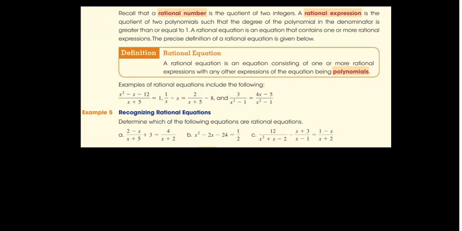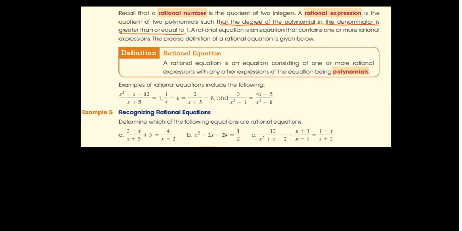A rational expression is the quotient of two polynomials such that the degree of the polynomial in the denominator is greater than or equal to 1. Okay, so that's pretty important. A rational equation is an equation that contains one or more rational expressions. The precise definition of a rational equation is given below. So a rational equation is an equation consisting of one or more rational expressions with any other expressions of the equation being polynomials.